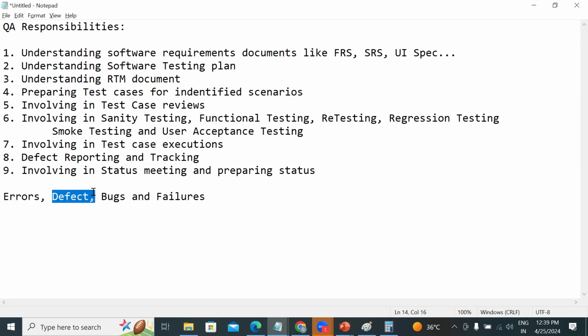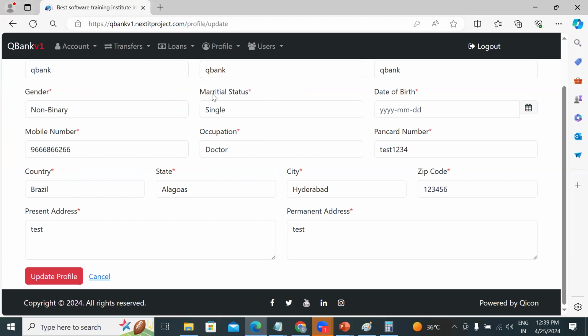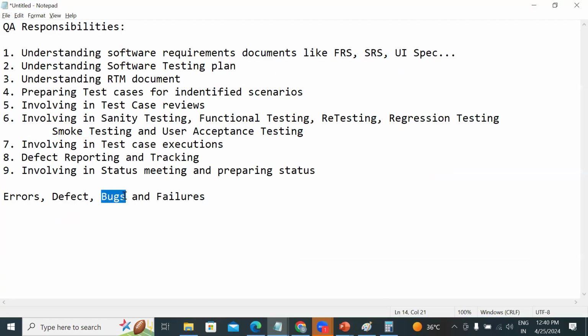Now a defect means whenever a tester is testing the software, if they find any mismatches, those we call defects. So now I'm a tester testing the software, and you found one defect, right? That mismatch we call a defect. So a defect is a mismatch between the expected and the application behavior, and these are found by testers during testing. A bug is also the same, but found by clients in UAT.